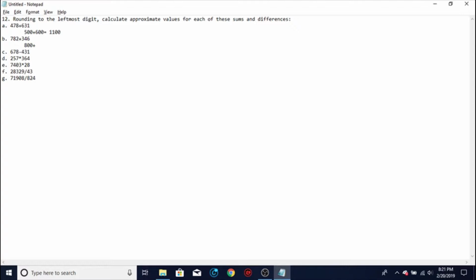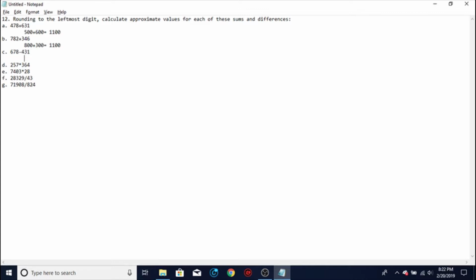And then 346. Now, you have to remember to only use the digit to the immediate right, because as you can see, 6 can round the 4 up to a 5, and the 5 would round 3 up to a 4. But that's not how it works. You have to only look at the number to the direct right. So this would actually be 300, which means that the grand total would be, once again, 1,100.